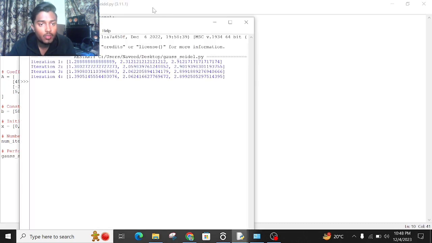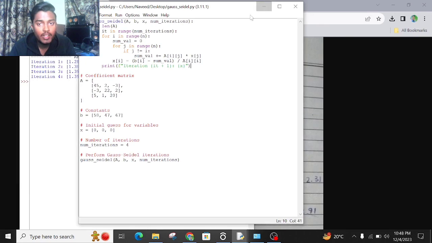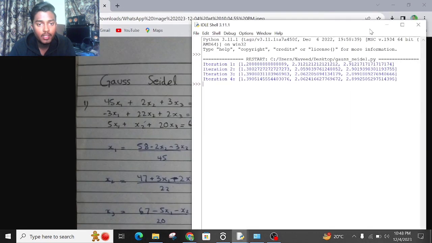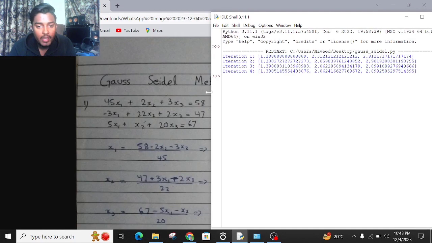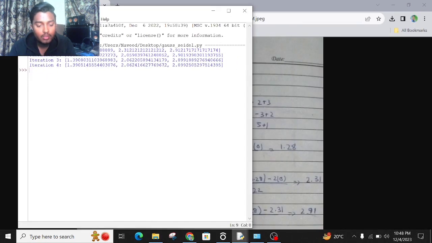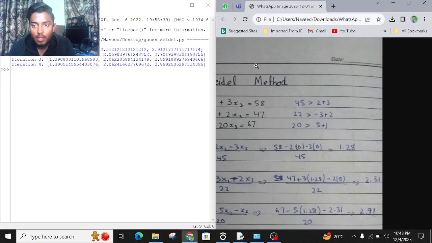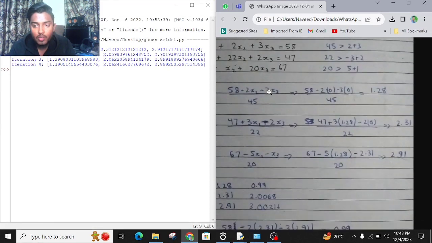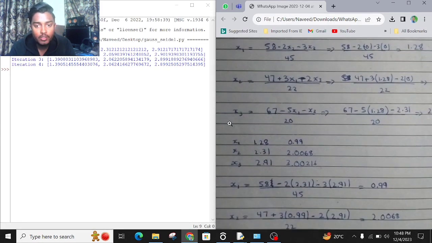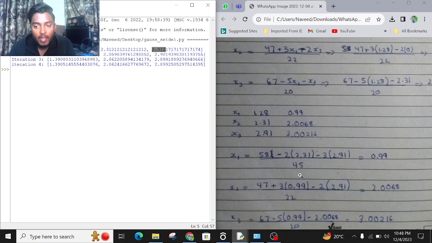Okay, so we got our solution here. Let's match this solution with our first and second iterations. As you can see, the first iteration of our values is 1.28, and the second one is 2.31, and the third one is 2.91. And on the second iteration, as you can see, we got the same values here.